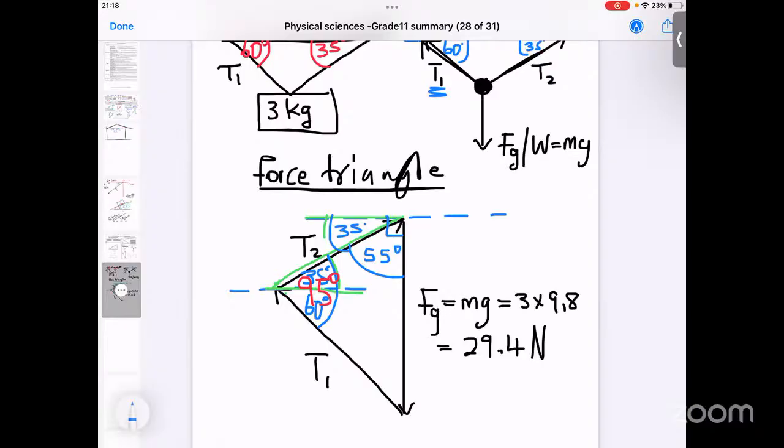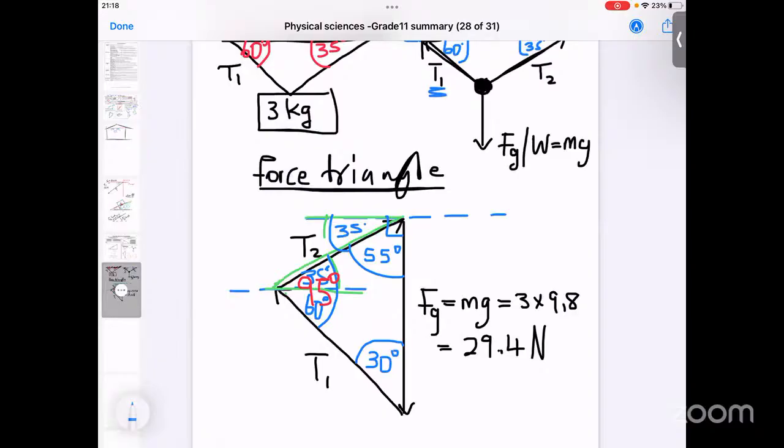So with us having that angle, it should be easier to know what that angle is, because the inside angles, when you add them together, must add up to 180. So that means 180 minus 55 minus 95, we get 30. So that angle there is 30 degrees.